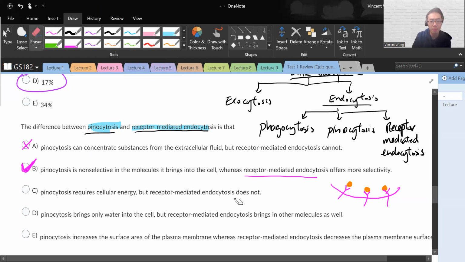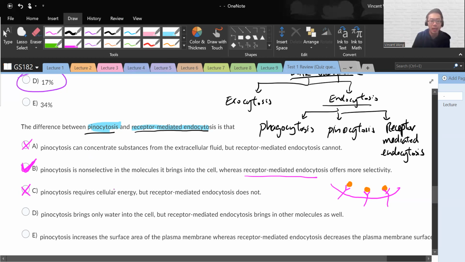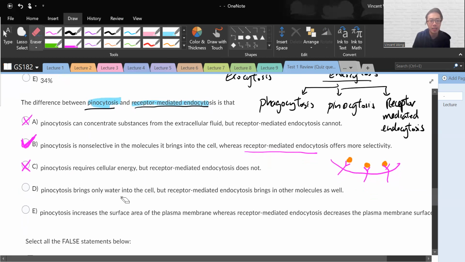Pinocytosis requires energy, but the other does not. That's not true. Both of them, as I told you, are active transport. They both require ATP. Pinocytosis only brings in water, but receptor-mediated endocytosis brings in other molecules as well. So you're not just bringing in water, you're bringing liquid, right? That liquid can have stuff dissolved in it, right? So not just water. That's the problem with this choice.